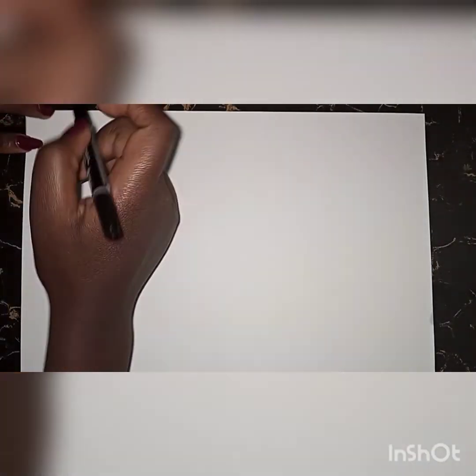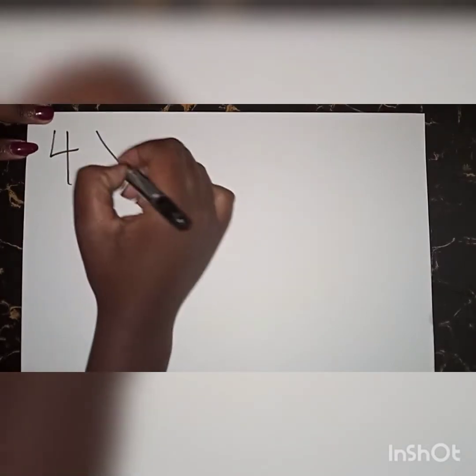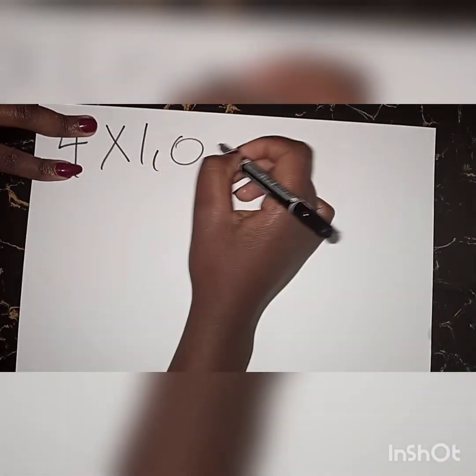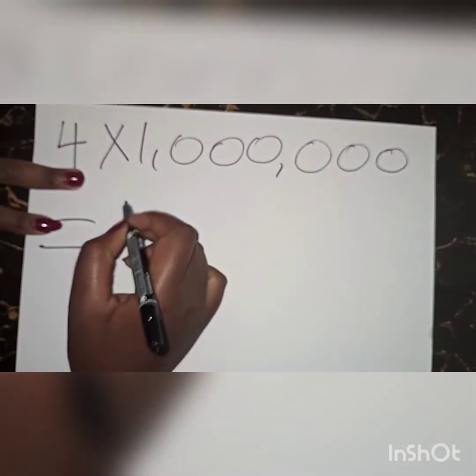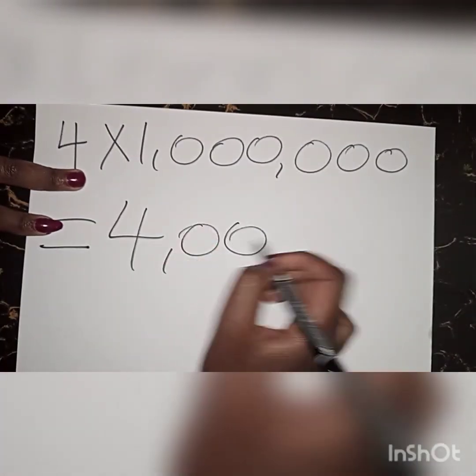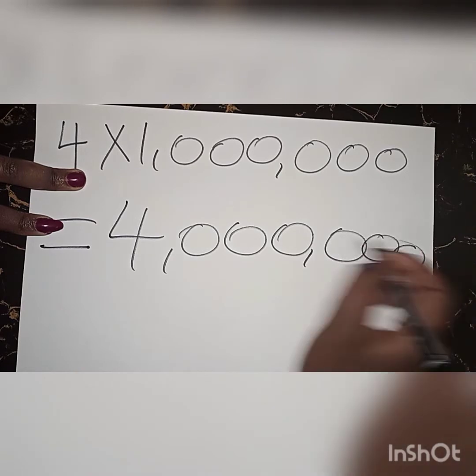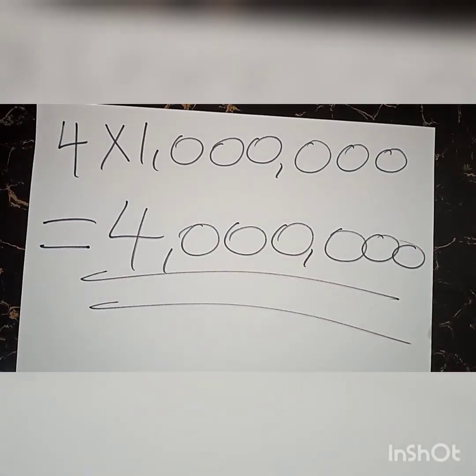So that means that the total value of 4 will be 4 times a million. Okay? So that means that the actual total value will be 4 million. Are we together? And that is the answer. So that means that the total value of 4 in this number is 4 million. Okay? And that's about it.